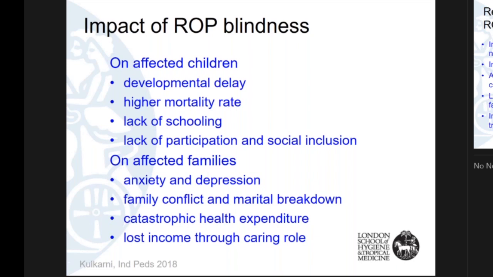Affected families can also suffer from quite severe anxiety and depression. It can lead to conflict and fighting over money and resources and marital breakdown. And some families are pushed into catastrophic health expenditure for raising the money to try and treat their children, and lost income through a caring role. So the impact on individuals and families and society is really considerable.